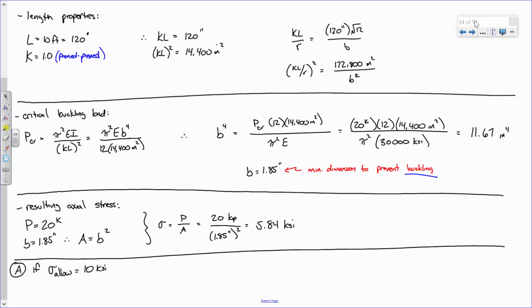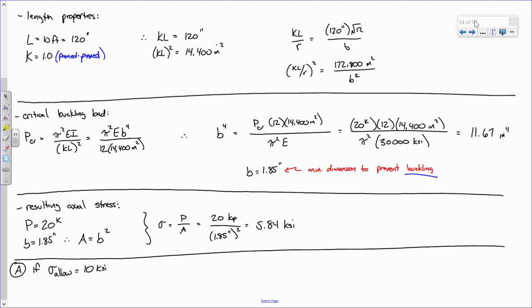Well, now hold on. Would you agree that this is the dimension required to prevent buckling? Okay, so let me walk through this. That's the dimension to prevent buckling. Let's say this is the column size. You would agree this is the dimension to prevent buckling. If I use a column with this dimension, that's the stress.